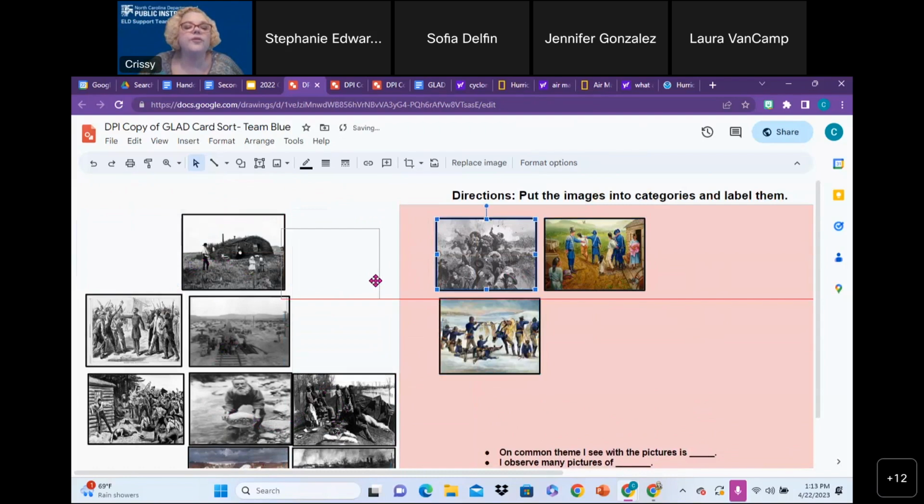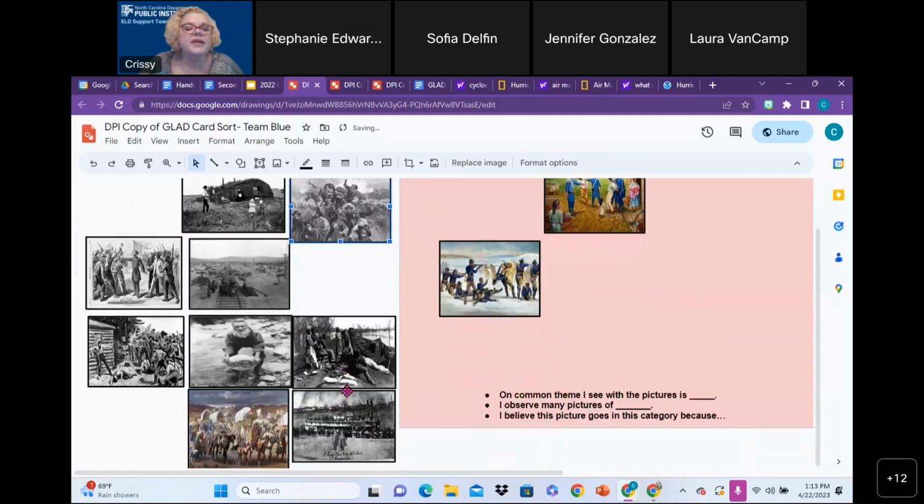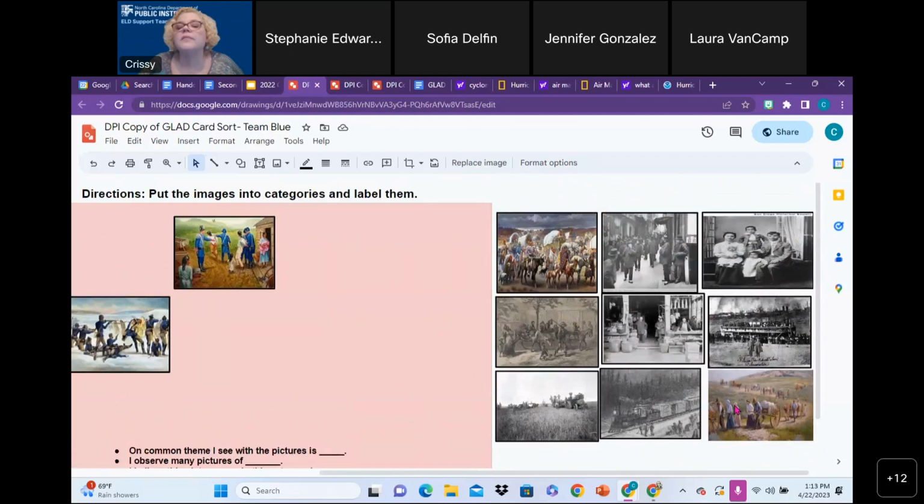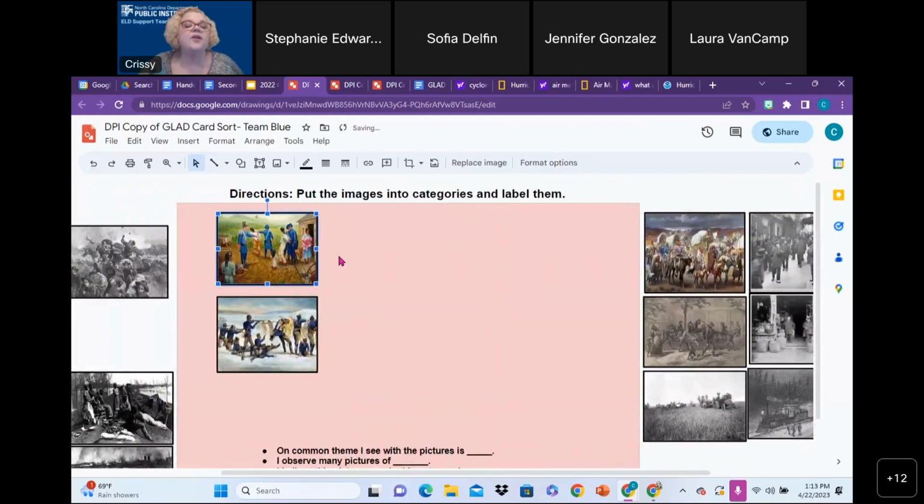No, those are not soldiers. Sorry. I see soldiers in these two pictures, and that might be my category. Category was soldiers.